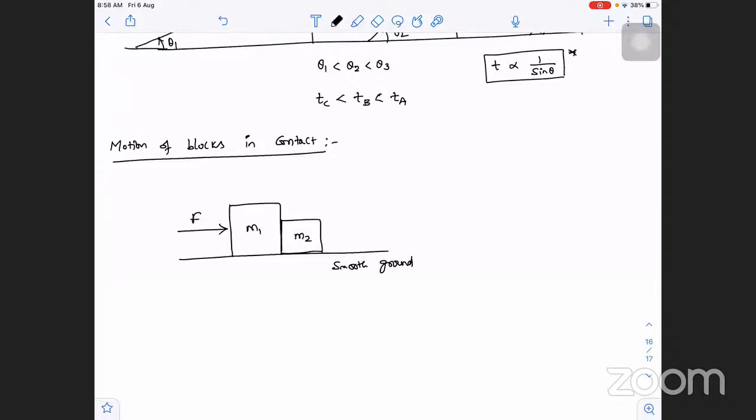So I can say that the acceleration of M1 will be equal to the acceleration of M2. The acceleration of M1 and M2 will be the same. Both will travel with the same acceleration. Now the question is, what is the acceleration value? What is the acceleration of the blocks? As we apply the force, they will accelerate. So what is the acceleration of the blocks?